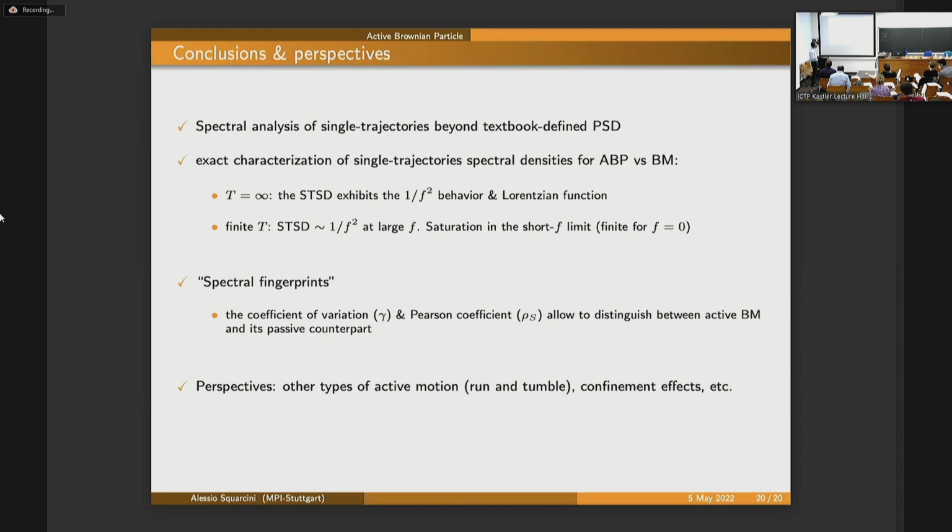So I hope I convinced you that this program of extending the notion of power spectral density to instances of single trajectories and finite time can be done, and it has been done also for the active Brownian particle. I showed you some limiting behavior for infinite time and small frequency. And the whole idea of this program is to identify certain features of active or passive motion simply by looking at spectral fingerprints, which are the coefficient of variation, and in this realm also the Pearson correlation coefficient between S of x and S of y. And as you imagine, there are many, many interesting perspectives. And with this, I thank you for your attention.